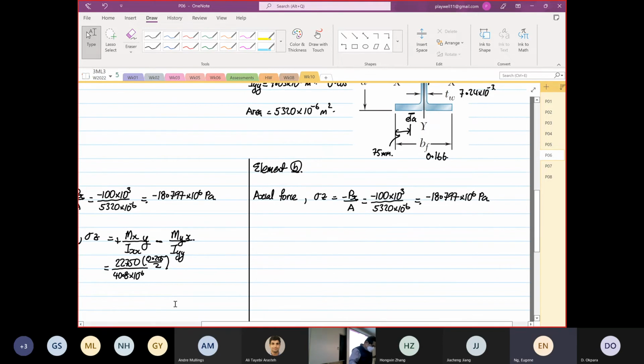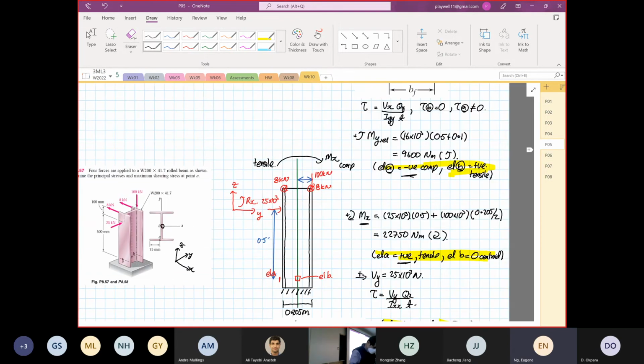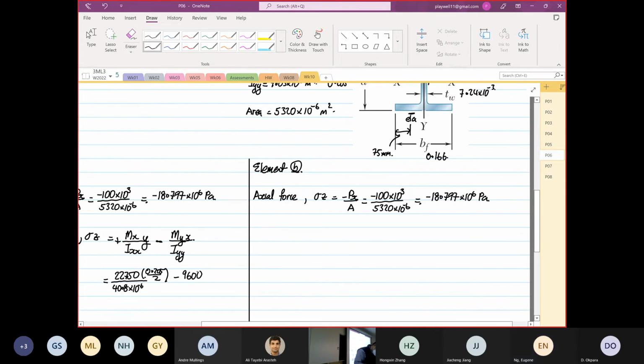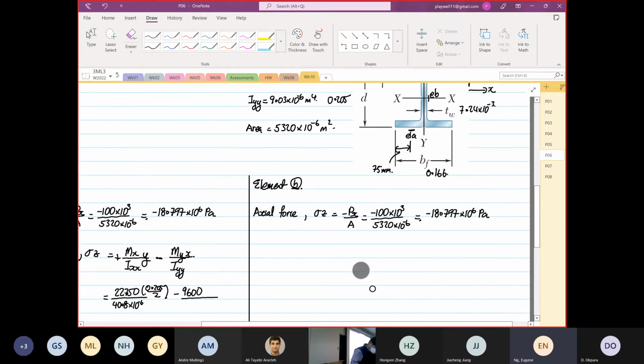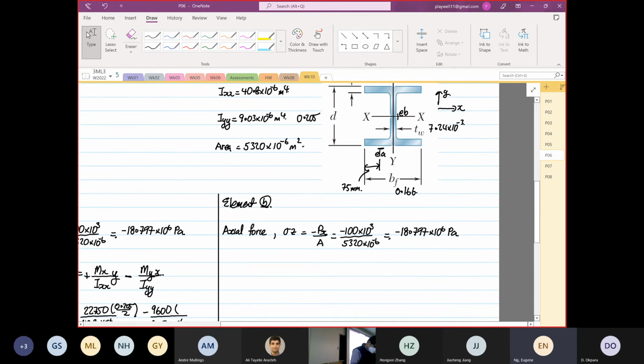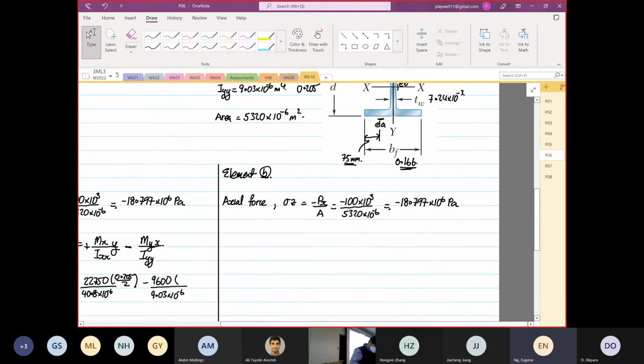A lot of times students make the mistake of getting the distance wrong. That's where the mistake is commonly made. Then minus, what is the My? My is equal to 9600. So it's 9600 divided by Iyy, which is equal to 9.03 times 10 to the power minus 6. Then the x distance, right? The x distance is along left to right. So we know that this is 75, this is 0.166.